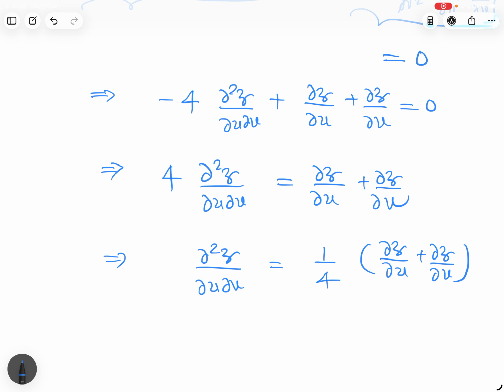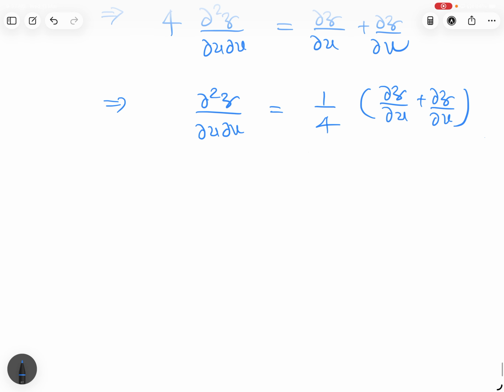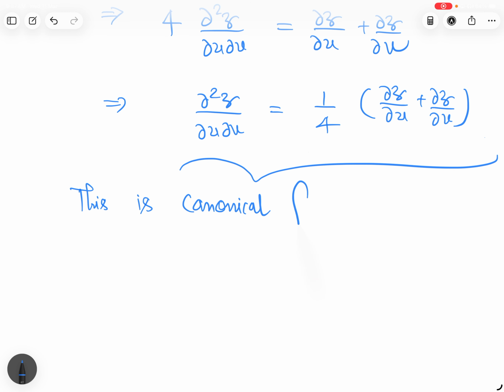You see that this is my phi. In canonical form, I told you that a hyperbolic equation converts like that. This is my phi. So this is the canonical form of the given PD.